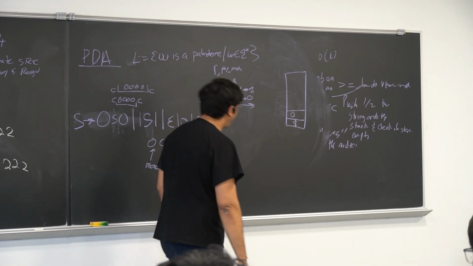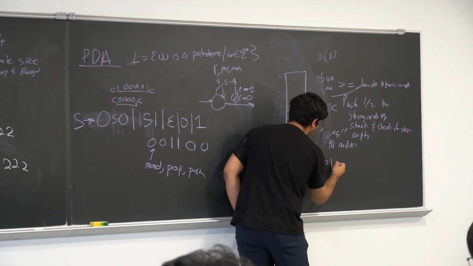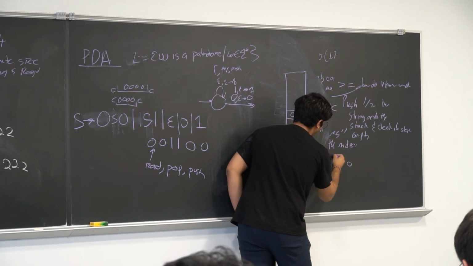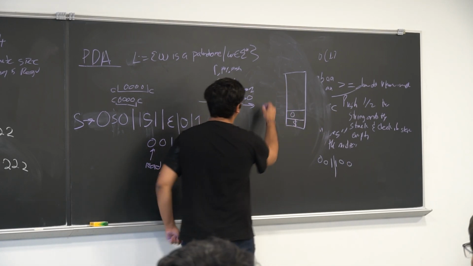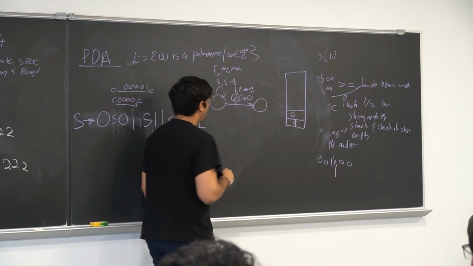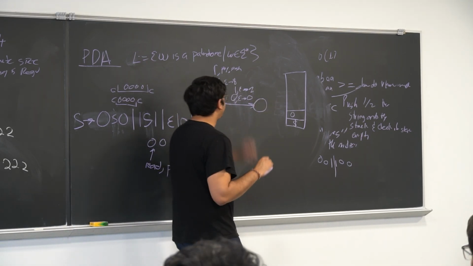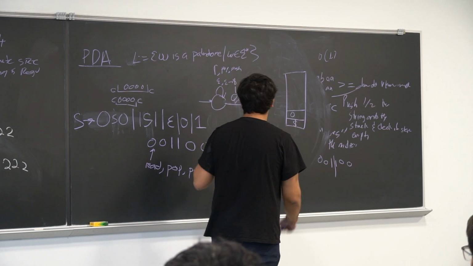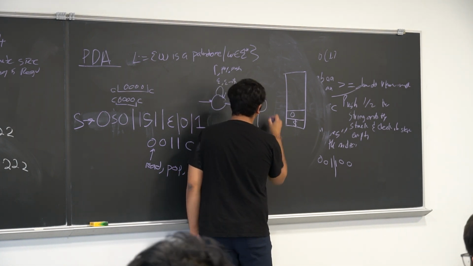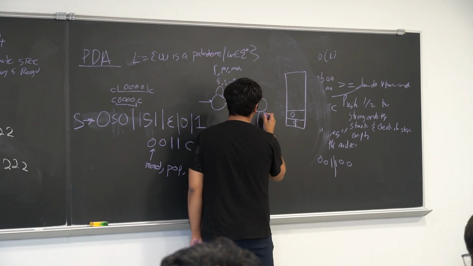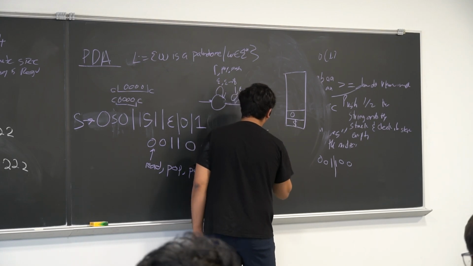So now, if I have my string 0, 0, 1, 1, 0, 0, I've pushed, we don't know we're at the halfway point, but let's just say we are. I have to make a guess that this is the halfway point of my string and jump down here. So let's take a look. So I jump down to this state.